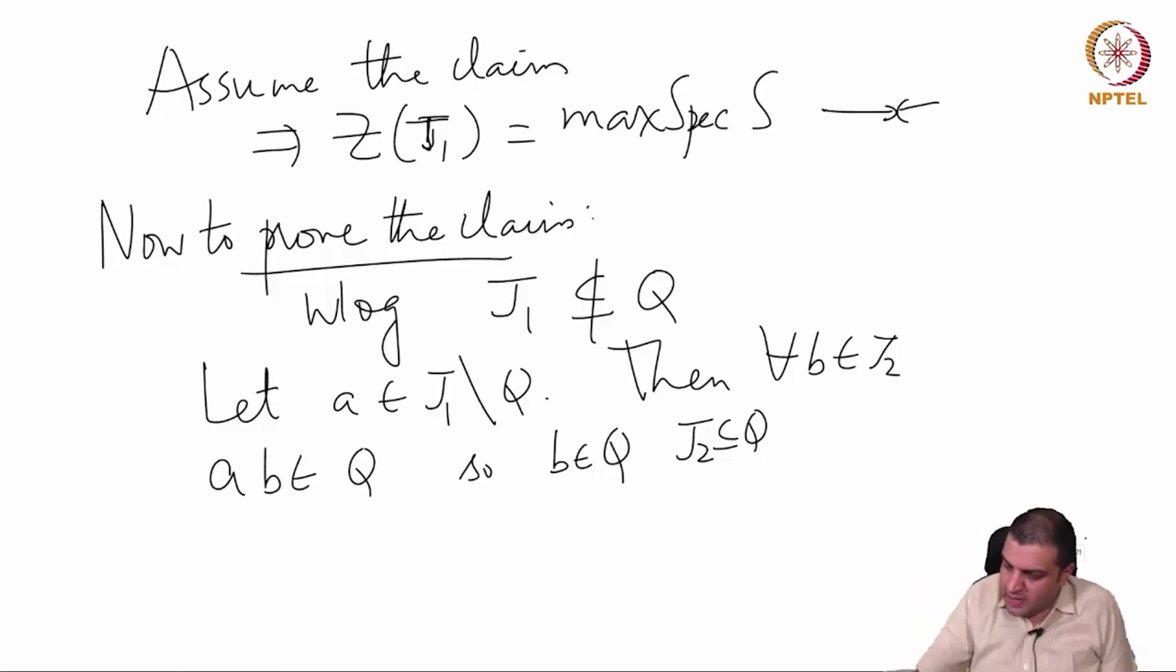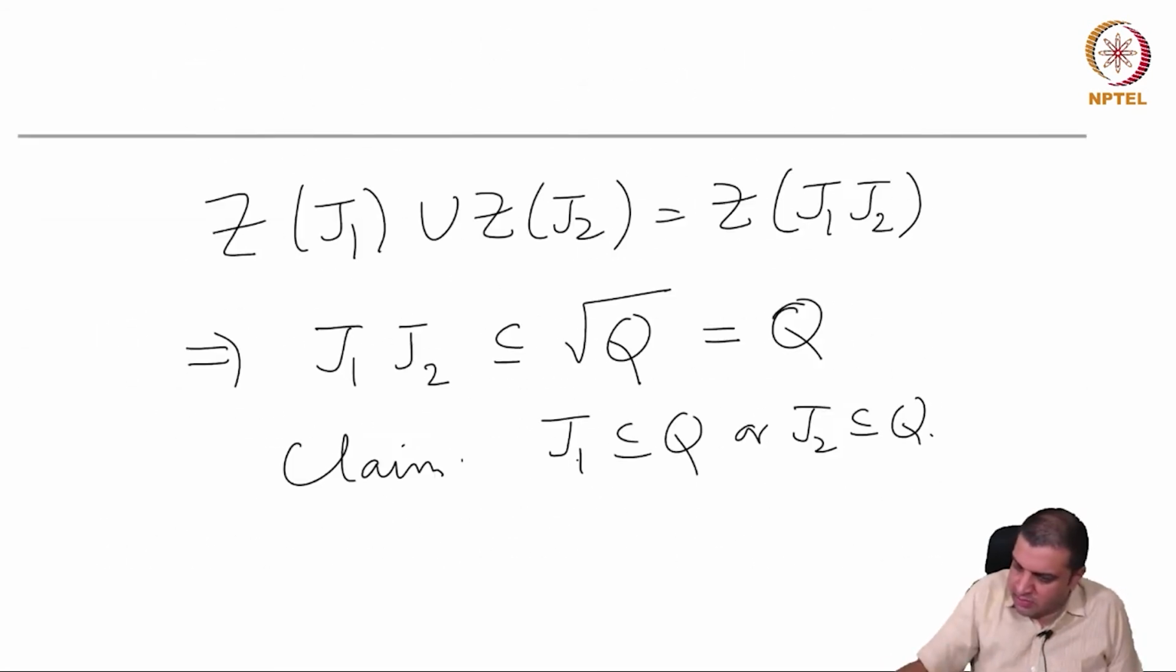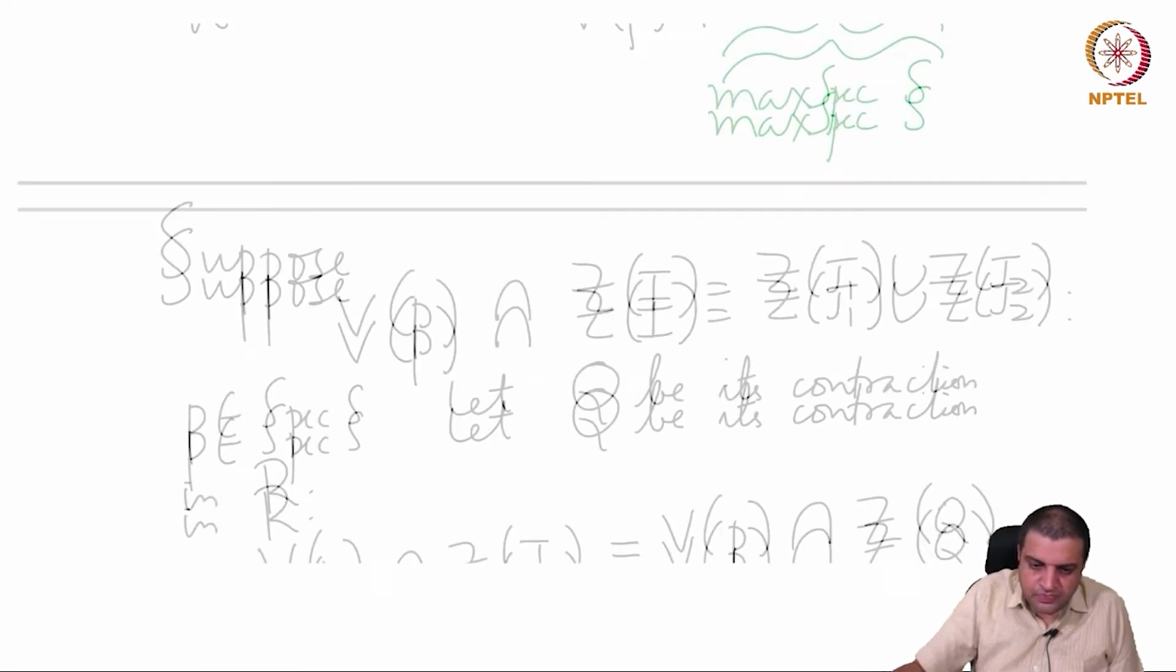So this is just a general fact about a product of ideals inside a prime ideal. So let's go back and review what we just discussed. This is the end of the discussion, and this is the end of the lecture. Let me just quickly review what we did.